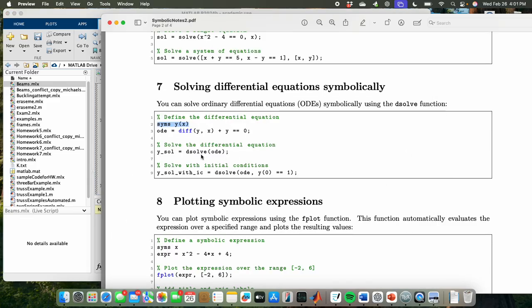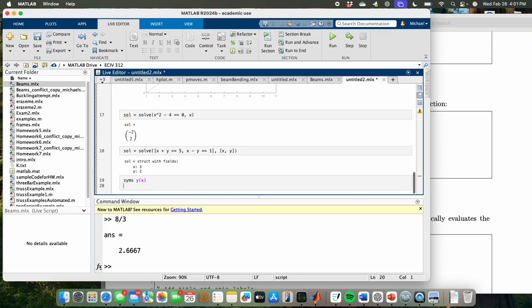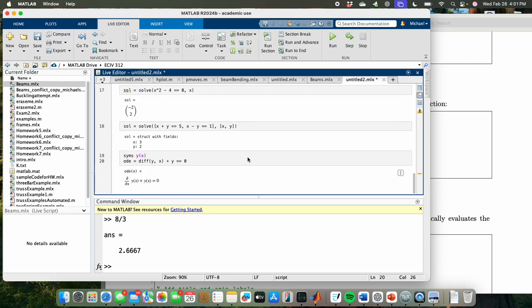Right. Define my sims. I define my ODE. You can call it whatever you want. It's just a variable called ODE. That's my ordinary differential equation. You can look at it too. You can look at the symbolic, right? It just says the derivative of y with respect to x plus y is equal to 0. That's the ordinary differential equation.